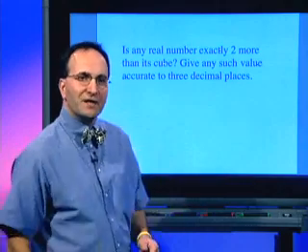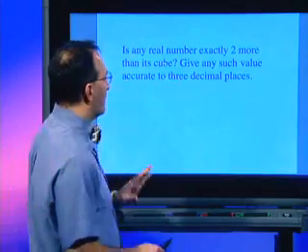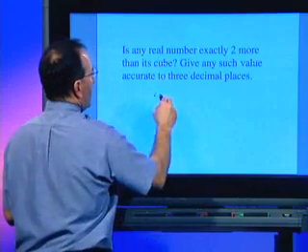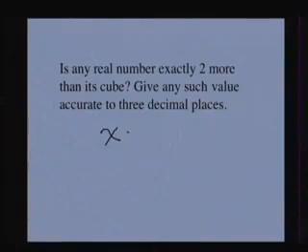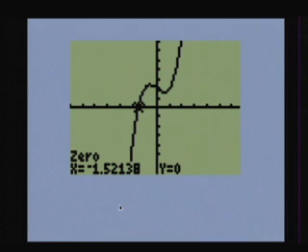Let's find out how you did on this problem. Once again, you set up the algebraic part of it. So is any real number x exactly, equal to 2 more than its cube, x cubed plus 2. So we rewrite that x cubed minus x plus 2 equals 0. We can plug that into the equation editor of our calculator and take a look at its graph, which would be right here.